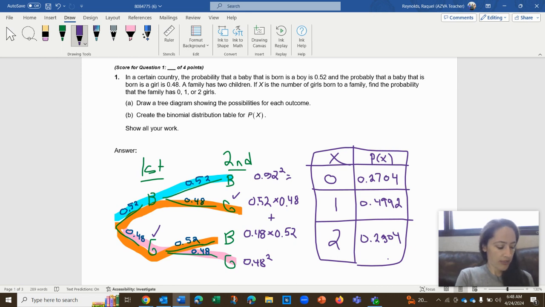All right, so let's try it. 0.2704 plus 0.4992, I had a calculator error, plus 0.2304. Try it in your calculator. Ooh, that's not good. What did I do wrong? Okay, clear. 0.2704 plus 0.4992 plus 0.2304. 1. Okay. Calculator error. Happens to all of us. That's it. We're done with that one. Let's move on.